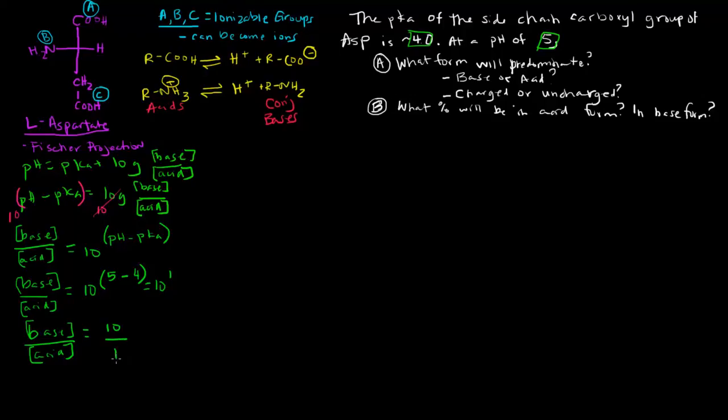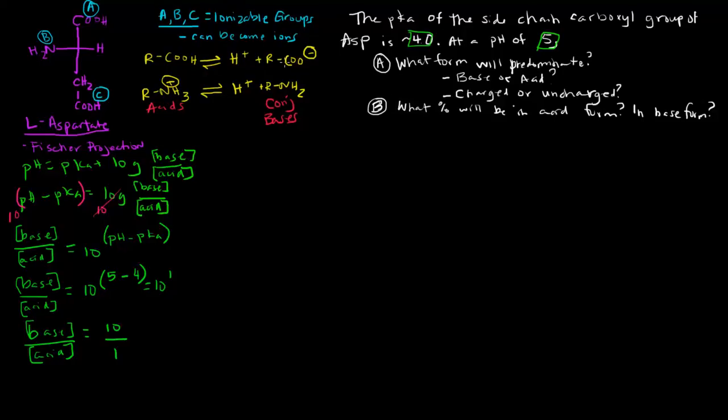It's 10 to 1. For every 10 species existing in the base form, there's going to be one in the acid form. Conversely, for every one existing in the acid form, there are going to be 10 in the base form. So what does that mean? What are we talking about? Well, this group is a carboxyl group, so its acid dissociation equation looks like this.